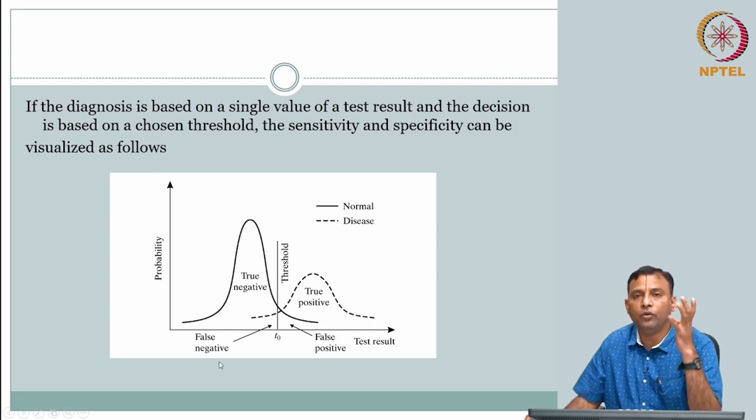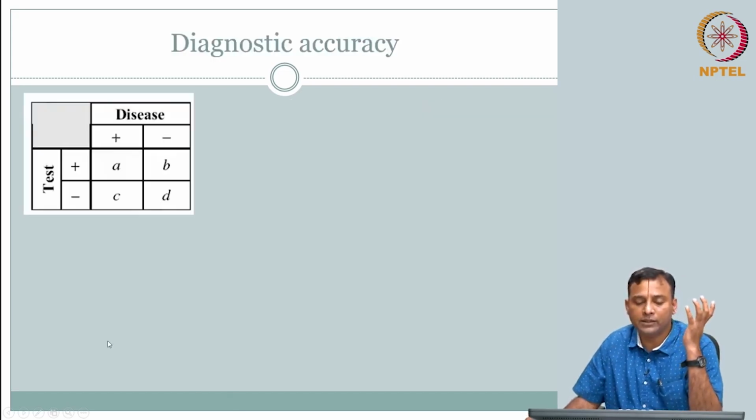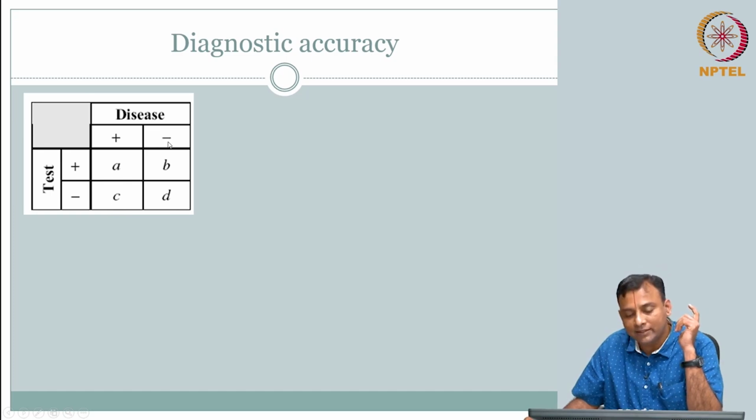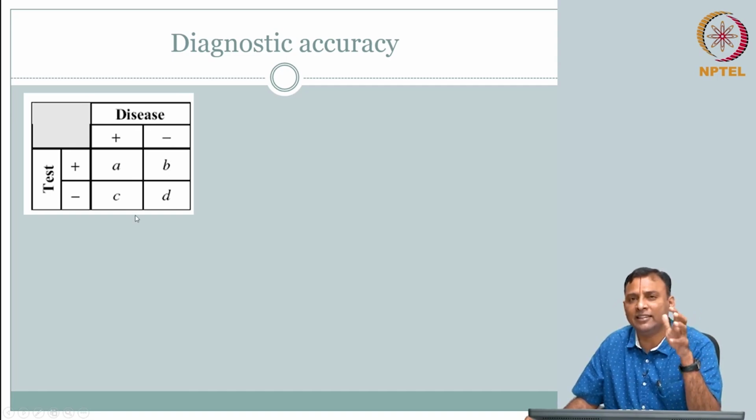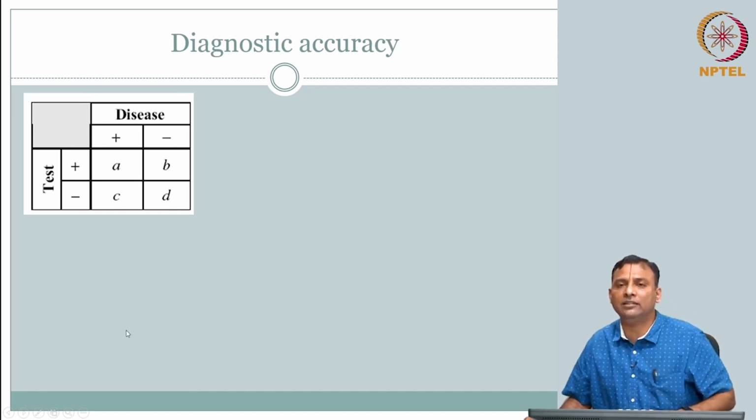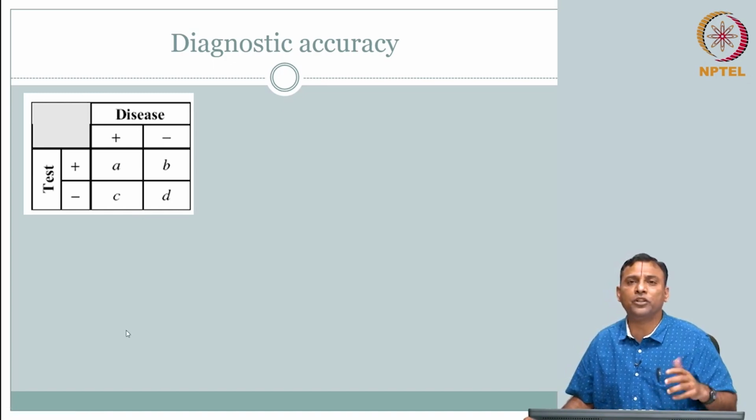So, you have 4 instances. Disease is positive, your test is also positive. Disease is negative, there is no disease, your test is also saying there is no disease. But the troublesome cases are, there is disease and your test says there is no disease, or there is no disease and your test says you have disease. In other courses, when you have done this, you would have heard people mention the confusion matrix.